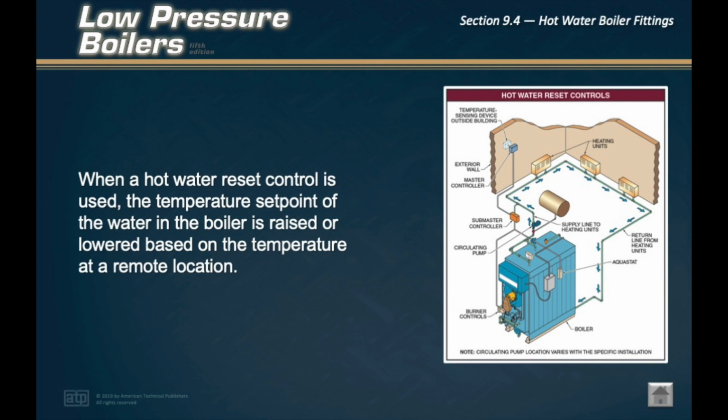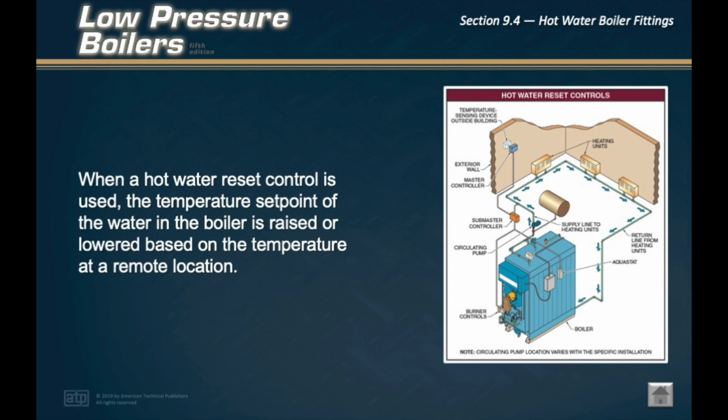A hot water reset control is a fitting that serves as a boiler water set point temperature control system with an outside air thermostat. The temperature set point can be raised or lowered based on the temperature at the remote location. The purpose of this control is to reduce energy use and improve system efficiency.